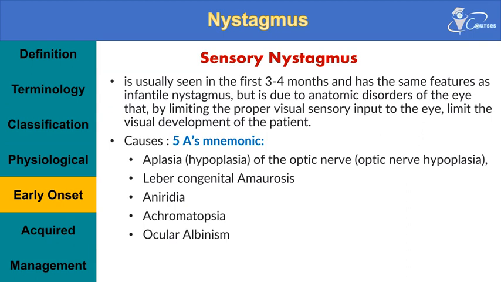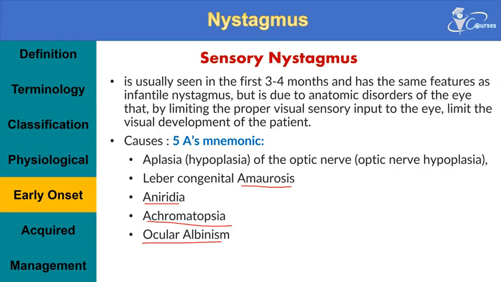So what are the kinds of these visual disorders? Remember the 5 A's mnemonic. A, aplasia or hypoplasia of the optic nerve, as those patients with optic nerve hypoplasia will present with sensory nystagmus. Leber congenital amaurosis, aniridia, achromatopsia, ocular albinism. All these 5 A's are the most important reasons for development of sensory nystagmus.